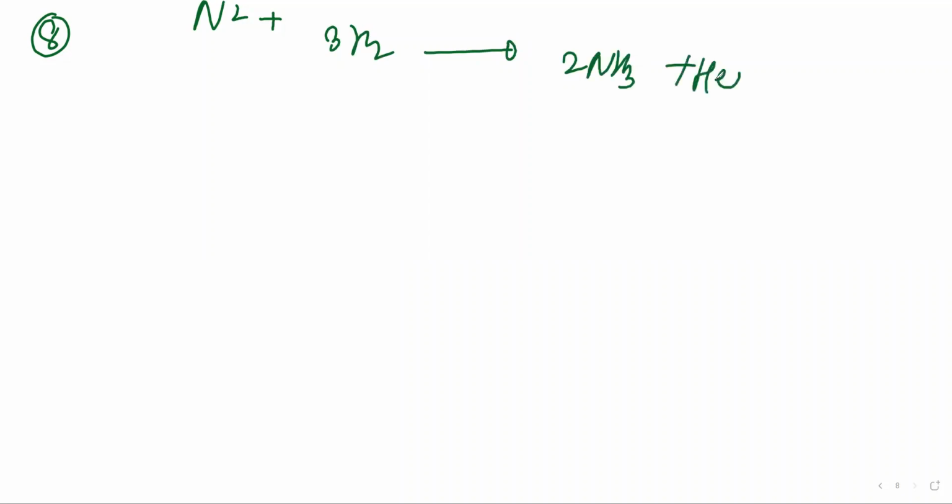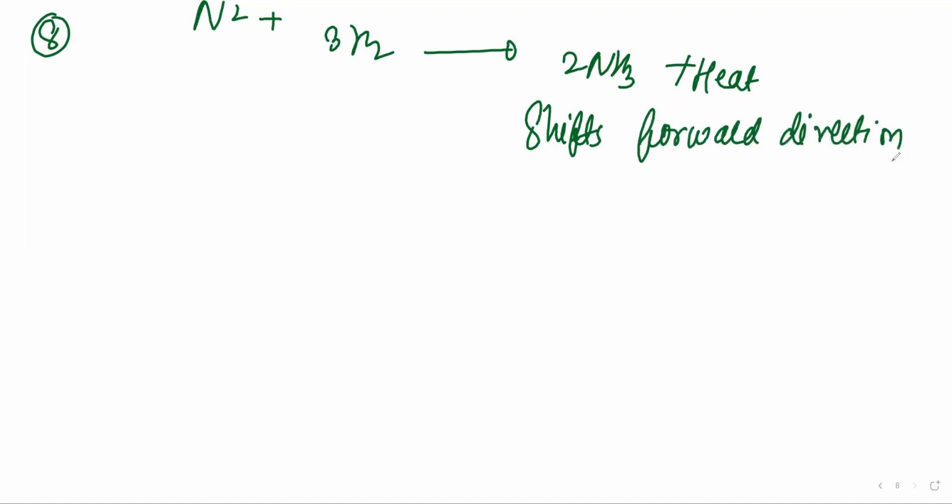Now look at question number 8. It is talking about when nitrogen reacts with 3 moles of hydrogen, it produces 2NH3 plus heat. The equilibrium should shift in the forward direction. So what should we do? It was asked in 2014.